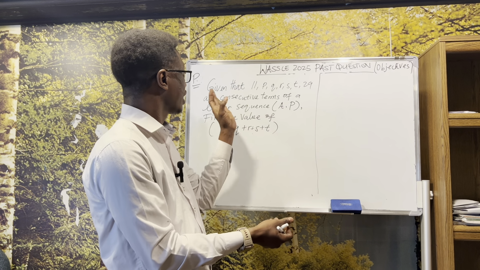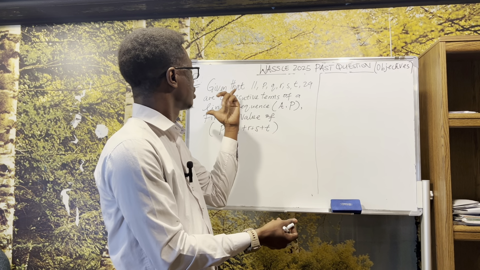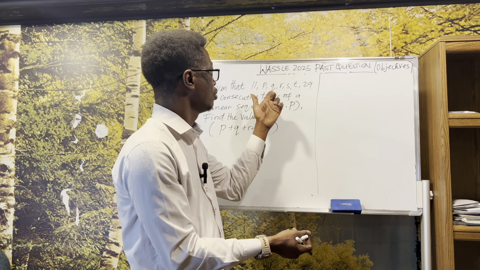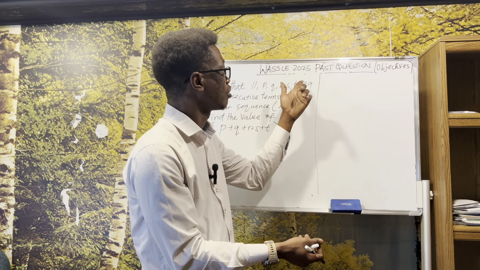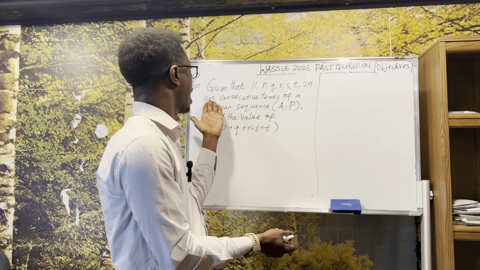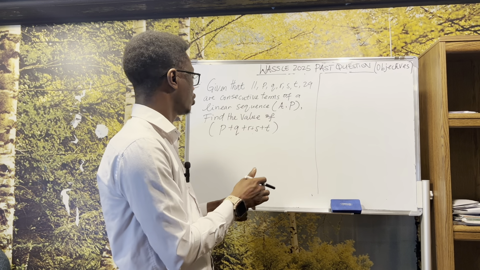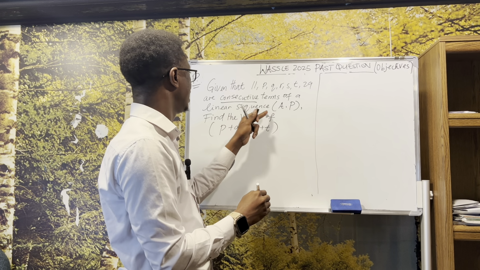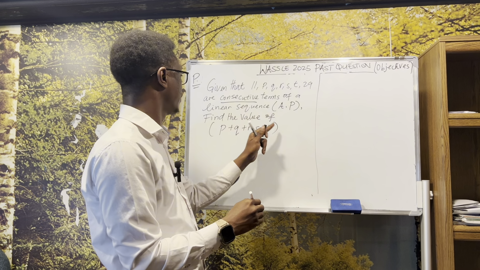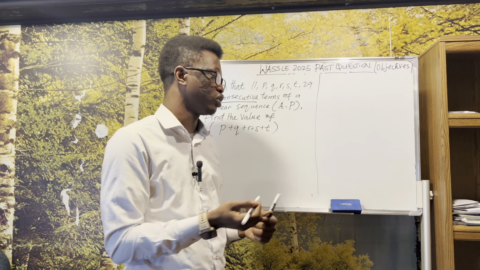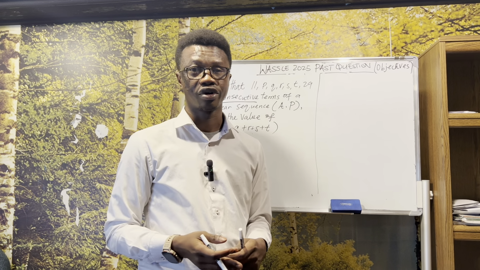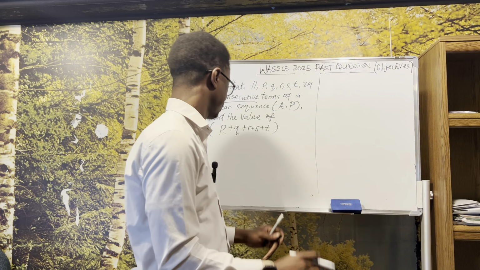The question says: given that 11, p, q, r, s, t, 29 are consecutive terms of a linear sequence, which is an AP. Find the value of p plus q plus r plus s plus t. So we just need to find the values of p, q, r, s and add them, right? Now let's break it down.